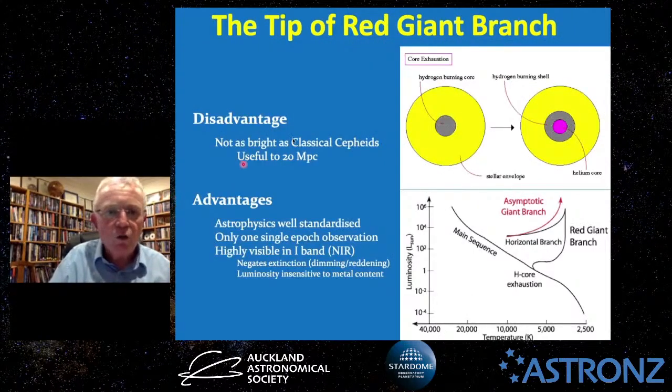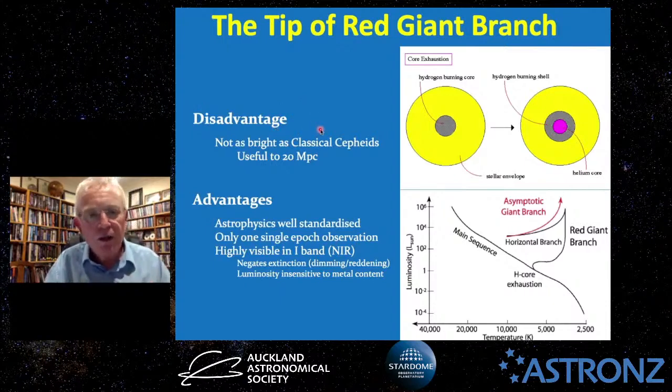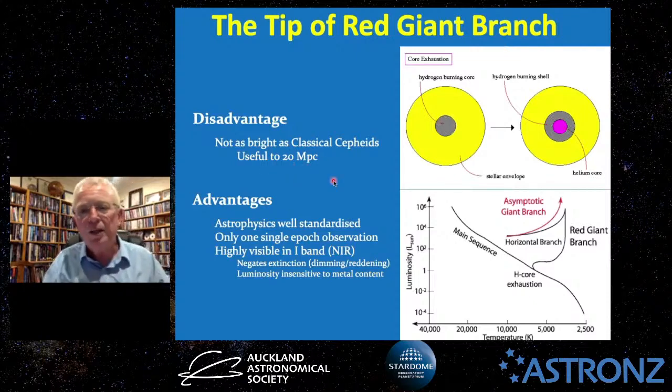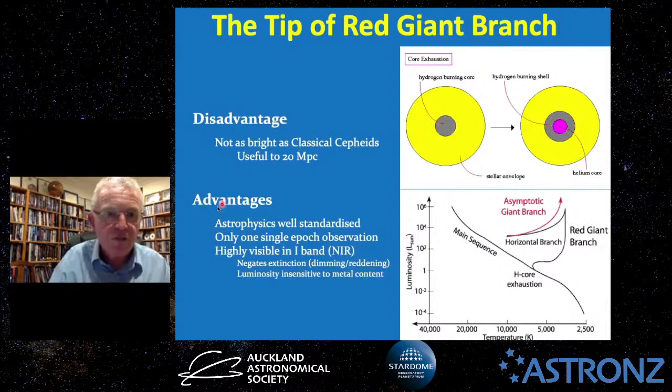Now, like all things, there are pluses and minuses. The disadvantage is they're not as bright. These red giants are not as bright as the classical Cepheids, so you can only use them out to about 20 million parsecs, which is probably about 70 million light years. That's still a reasonable distance, but they're just not as bright as those big classical Cepheids.